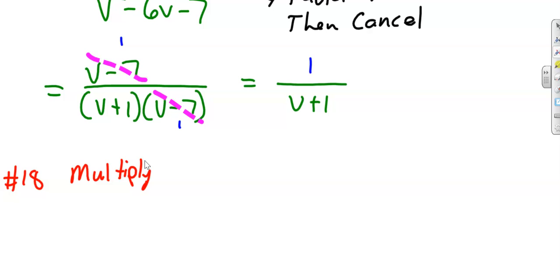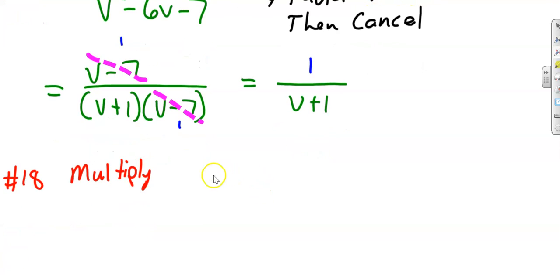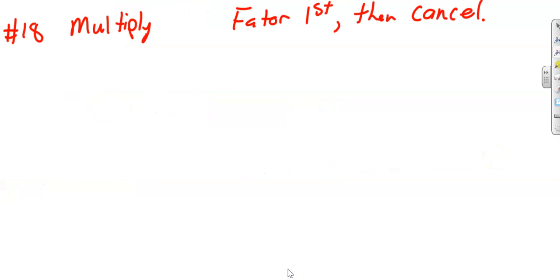All right, 18 says to multiply. And again, it's still pretty much following the same directions back here for simplifying. You're still going to factor everything first, and then you're going to go back through and cancel. So even here, it's still going to be the exact same way. You're still going to factor everything off first, and then you go back and cancel what you can.